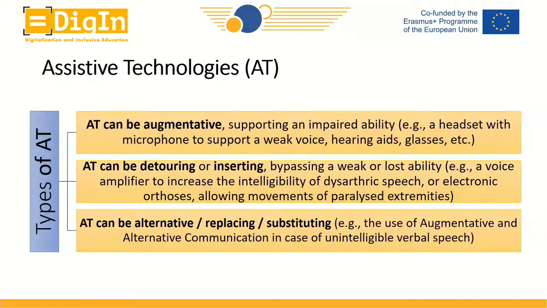So let's just move to the forms of assistive technology. Assistive technology, or in short AT, can be augmentative, which means to support an impaired ability, like I'm wearing glasses, so my glasses support my somehow limited eyesight. Or a person has a weak voice and will need a microphone to support his or her voice. Or assistive technology can also be detouring or inserting something, but as you know, we would not talk about a surgically inserted piece.